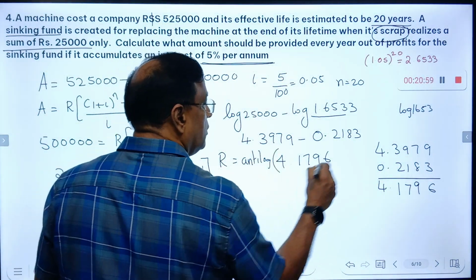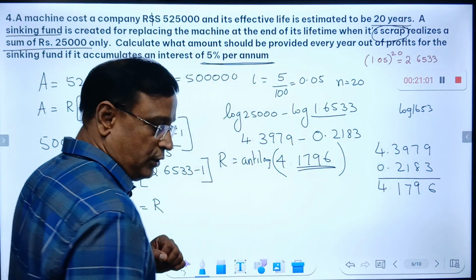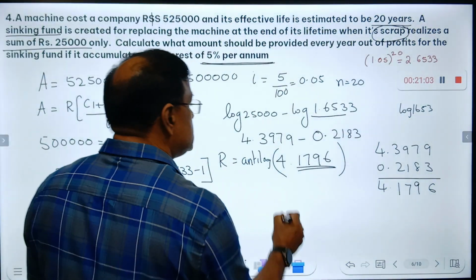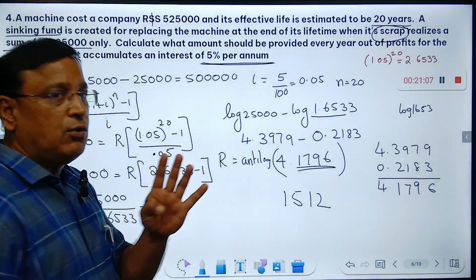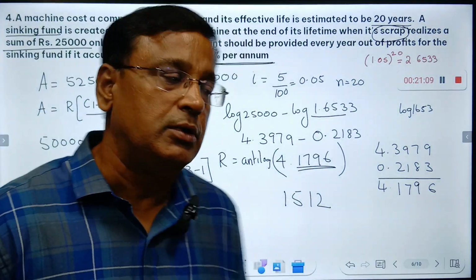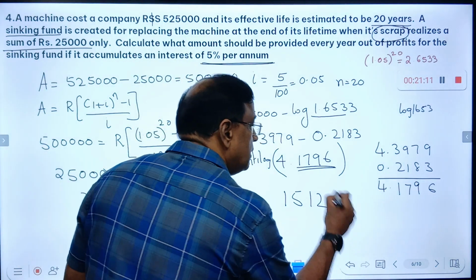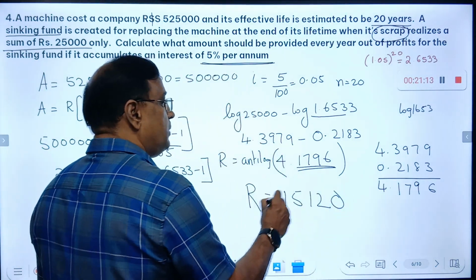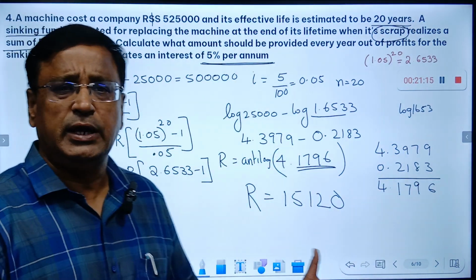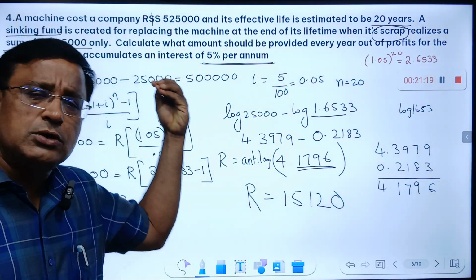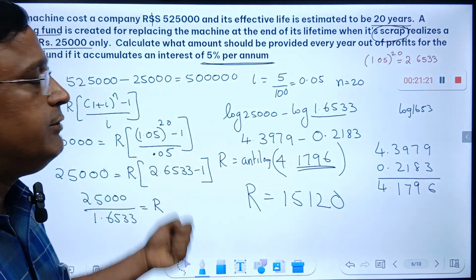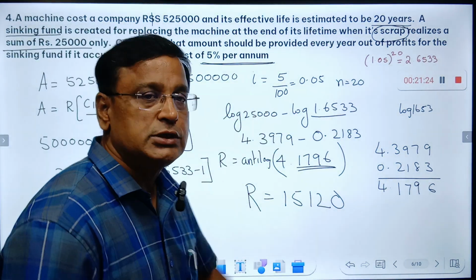So R equal to anti-log of 4.1796. Look at anti-log of 1796. Anti-log of 1796, I am getting 1512. Since the characteristic is 4, it has to be a 5-digit number. How do you make it a 5-digit number? Add 0. So this is my R. Very easy. Every problem is almost the same. Only thing is you need to have the patience to do the calculations carefully. Okay.